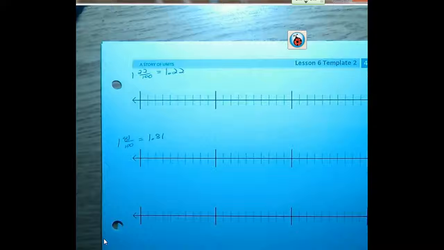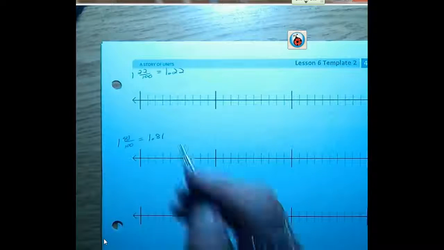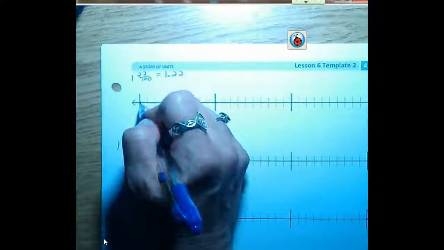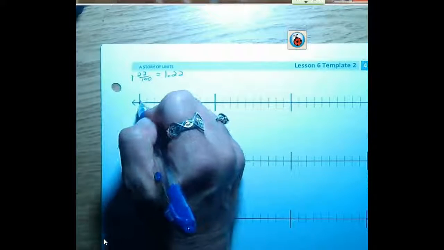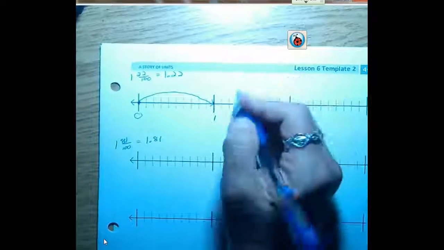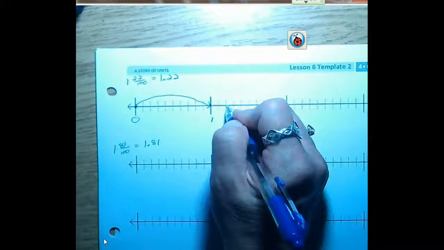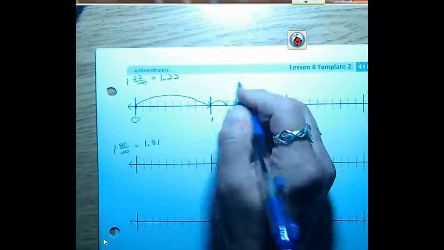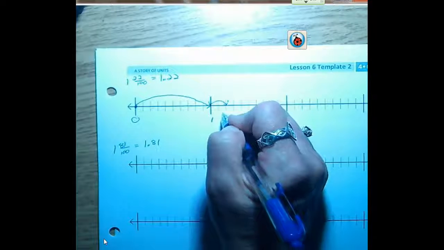Alright, so I am going to take 1, this whole thing from here, this is 0, this is 1. So I'm going to go all the way to 1, that's 1 jump. Okay. Then I'm going to go to 2 tenths, which would be right here. That's 2 tenths.